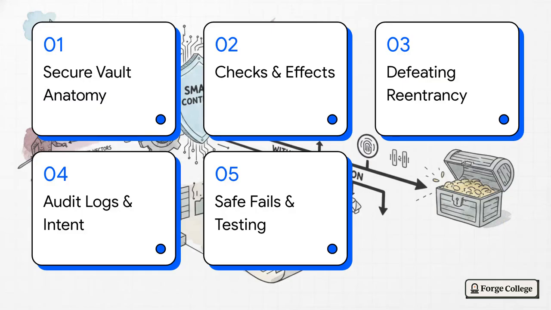Okay, let's dive into this schematic overview real quick. First, we'll cover the anatomy of a secure vault. Then, checks, effects, and interactions. After that, defeating the reentrancy heist, followed by audit logs and intent, and we'll wrap up with safe fails and testing. All right, let's get to turning some wrenches.